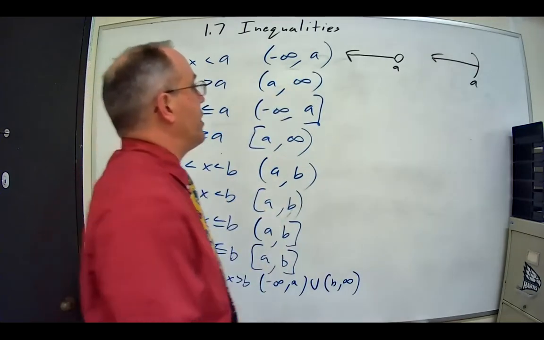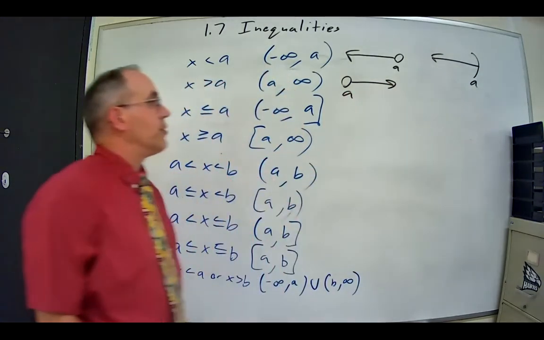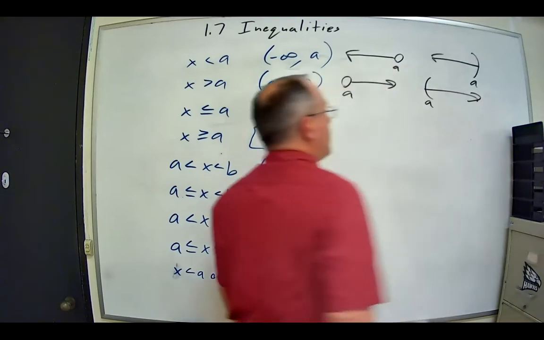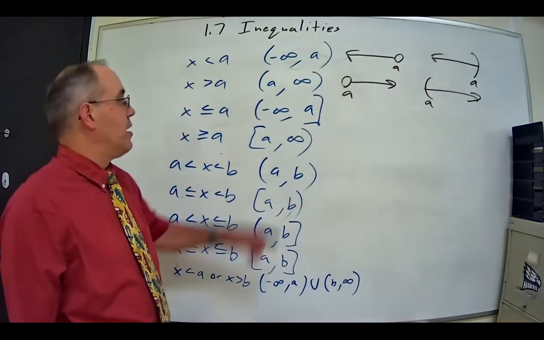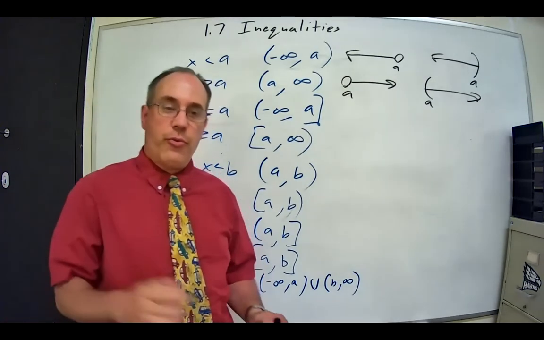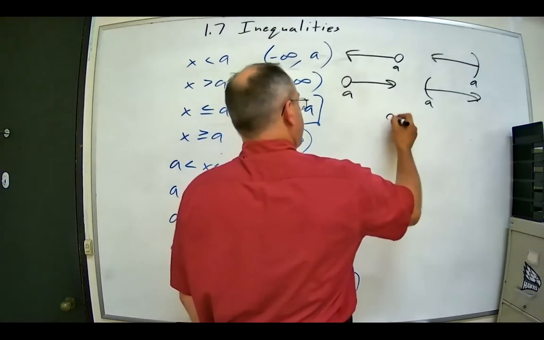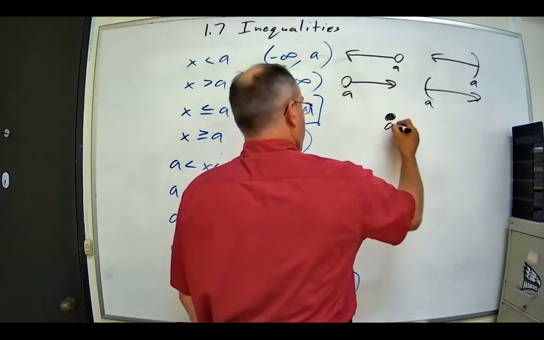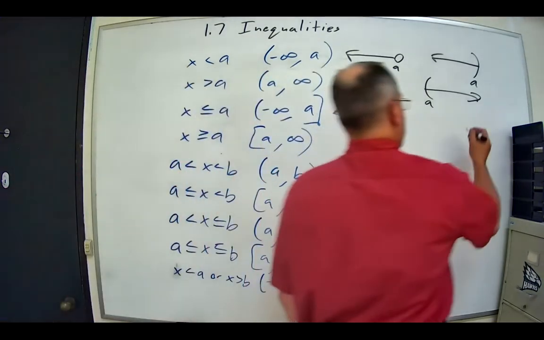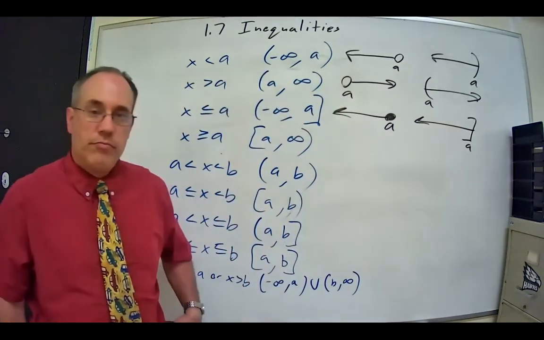In this, I can do anything greater than A, so I can say greater than A. If it includes equality, then that's where you either fill in the dot or use the square bracket. So anything less than or equal to A is filled in, and we've got the arrow, or we use the square bracket, and then we have the arrow.